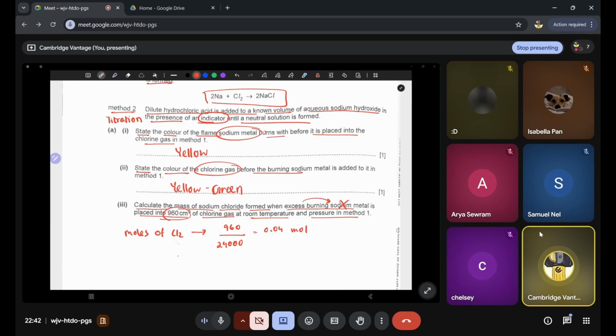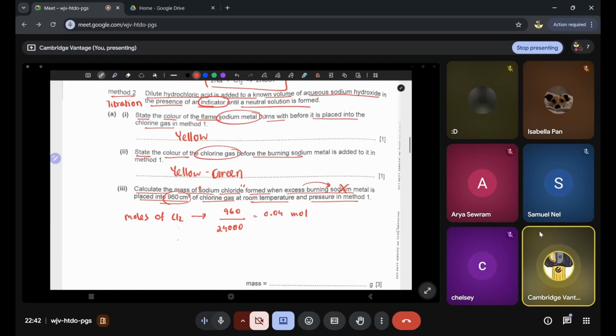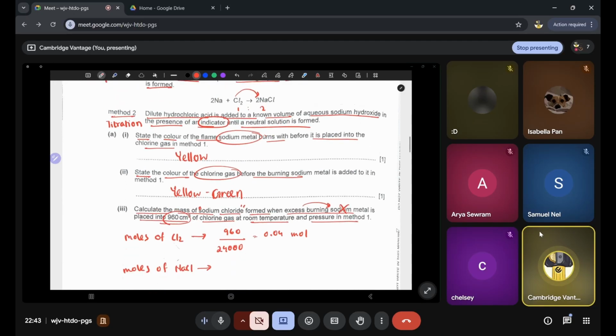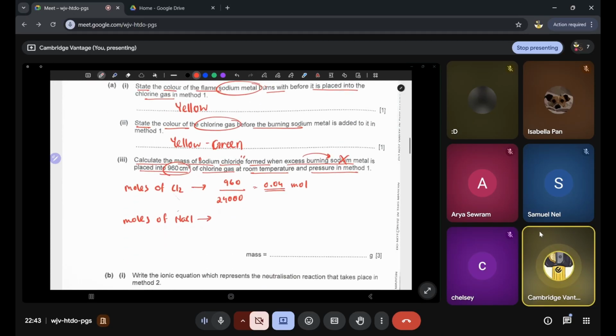Now, what did they ask for? They asked for the mass of sodium chloride. To find the mass of sodium chloride, the first thing I would need is the moles of sodium chloride. Now, how will I find the moles of sodium chloride? Notice that chlorine and sodium chloride have a ratio of 1:2. What that means is if you supply 1 mole of chlorine, you get 2 moles of sodium chloride. So if I supply 0.04 moles of chlorine, I will get 0.04 times 2 equals 0.08 moles of sodium chloride.